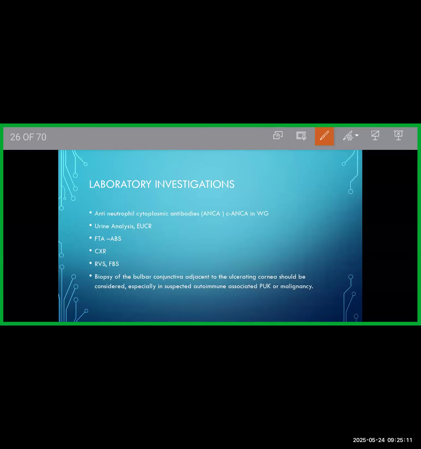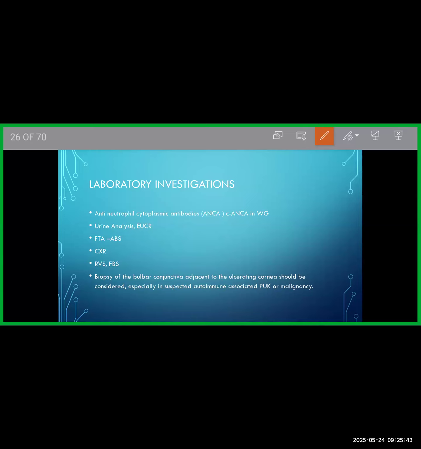So consider there are a number of investigations here. The investigations are tailored to what the clinician is suspecting. Most patients that present with PUK should have some of these investigations done, because they may not have an obvious presentation of the systemic illness, but these investigations may unravel the systemic illness before its manifestation.